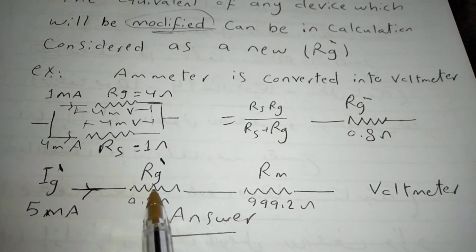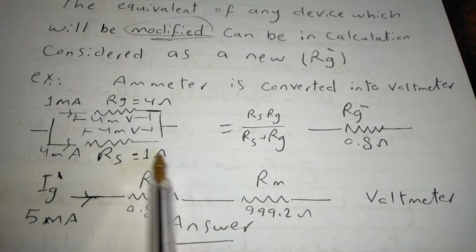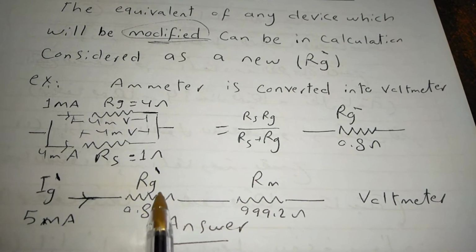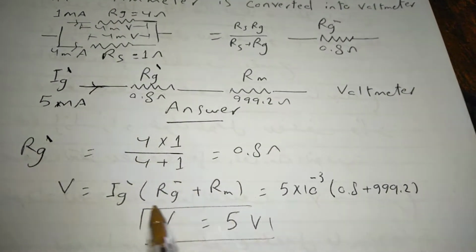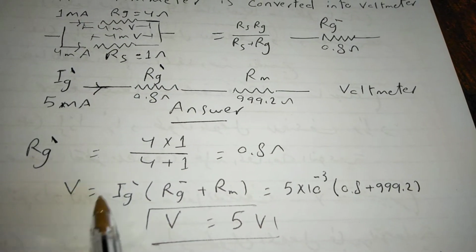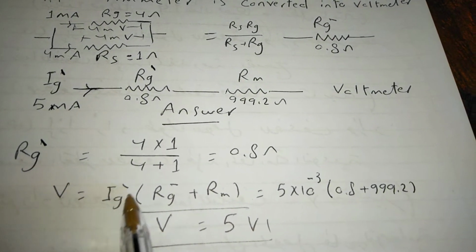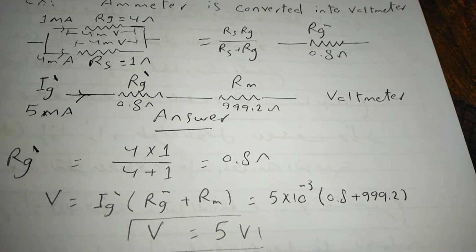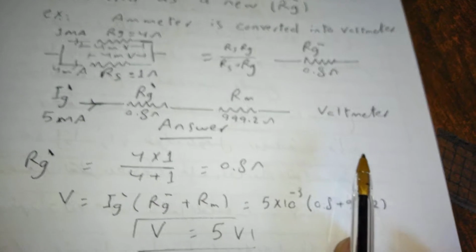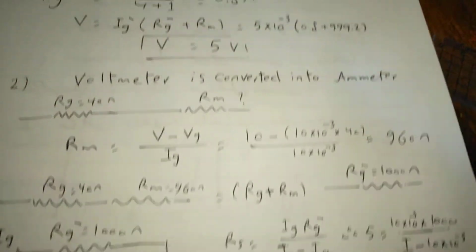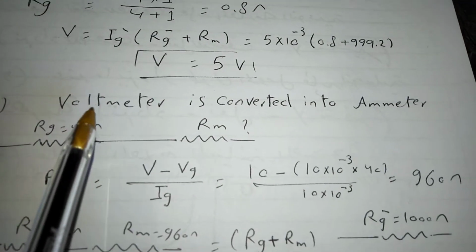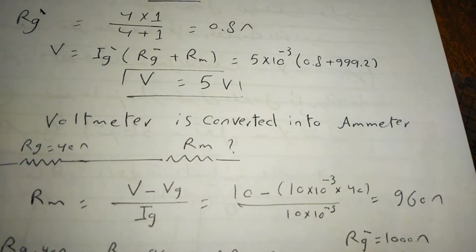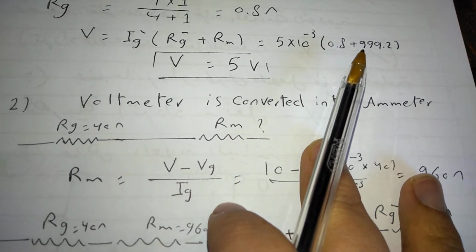So we have applied the principle of today's lesson. We substitute for the solution: V equals IG dash times the bracket of RG dash plus RM. We have 5 volt. Let's move on to the other example, in which we convert the voltmeter into an ammeter. So how does it take place?